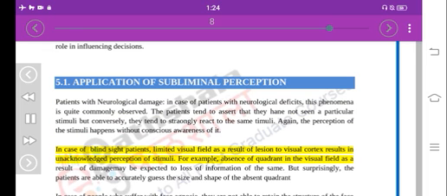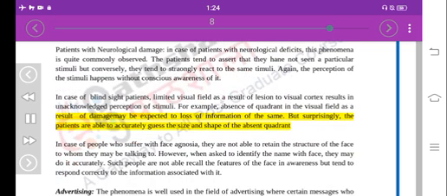In the case of blindsight patients, a limited visual field as a result of a lesion to the visual cortex results in unacknowledged perception of stimuli. For example, absence of a quadrant in the visual field as a result of damage may be expected to cause loss of information from it. But surprisingly, the patients are able to accurately guess the size and shape of the absent quadrant.